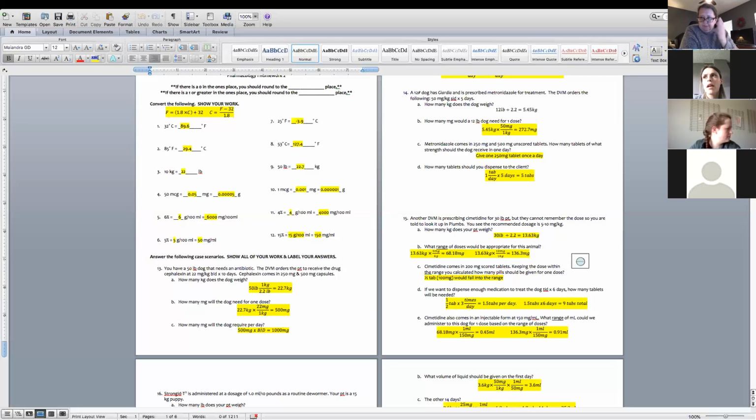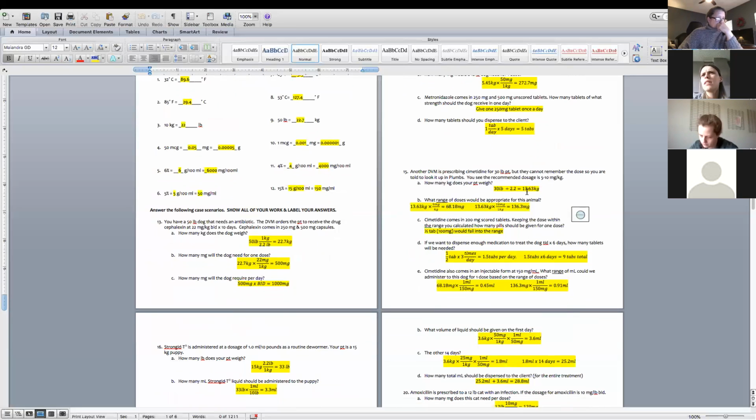Right. So, like number 15, for example, it says the DVM prescribes cimetidine for a 30-pound patient but can't remember the dose. The dose is 5 to 10 milligrams per kilogram. Okay, so the kilograms is 13.6. Now, I picked 7 milligrams. Is that kind of what you wanted? Like just a mid, or what did you mean by what range of doses would be appropriate?